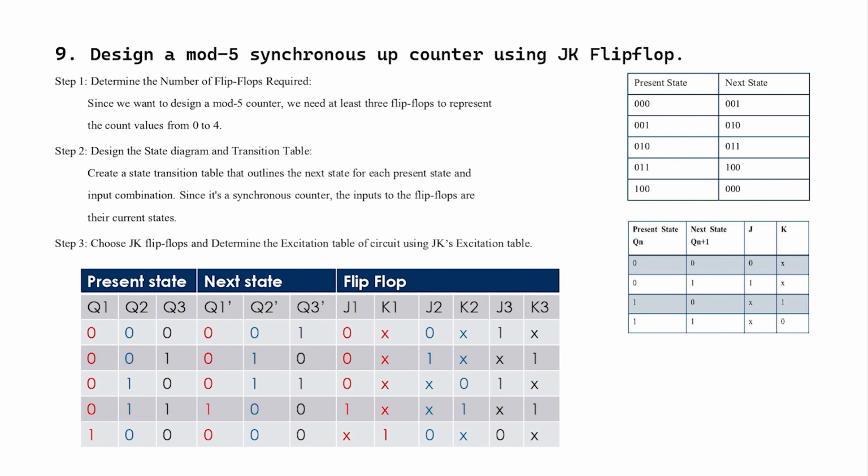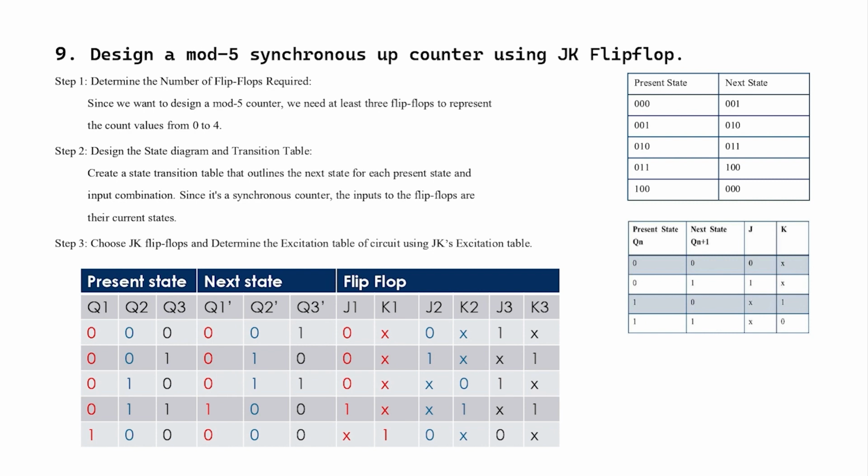9. Design a Mod 5 synchronous up counter using JK flip-flop. Step 1. Determine the number of flip-flops required. Since we want to design a Mod 5 counter, we need at least 3 flip-flops to represent the count values from 0 to 4.